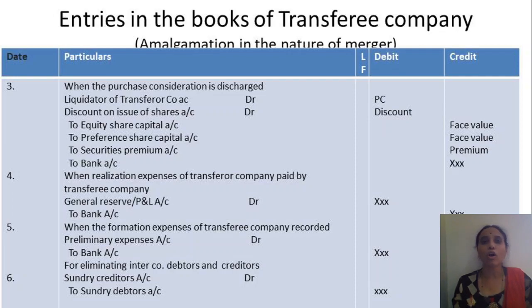So liquidator of transferor company account debtor, discount on issue of shares account debtor, discount amount, to equity share capital account face value, to preference share capital account face value, to securities premium account premium and to bank account. So this is the journal entry to be passed in case of purchase consideration discharge. And the fourth is when realization expenses of transferor company are paid by transferee company.